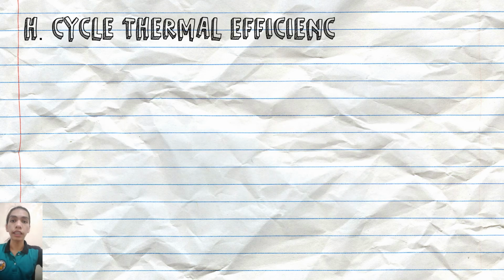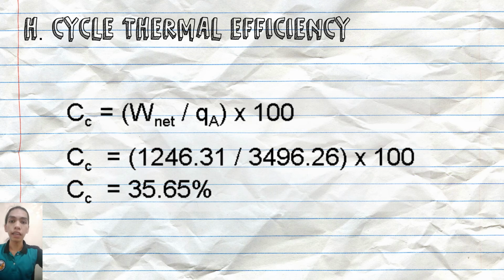Later, we will solve the cycle thermal efficiency. The cycle thermal efficiency has the formula of ideal network divided by the heat added, and the quotient of the two will be multiplied by 100. Since we already know that the ideal network has the value of 1246.31 and the heat added has the value of 3496.26, we just need to plug in and substitute the values in the formula, and we will get the cycle thermal efficiency, which is 35.65%.